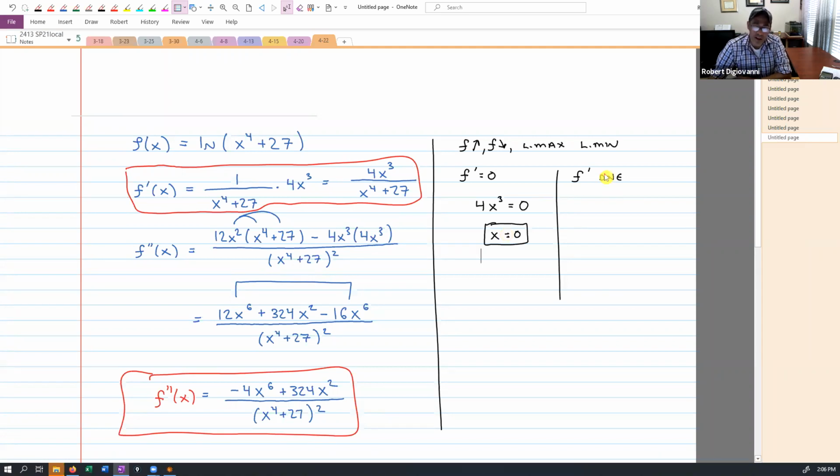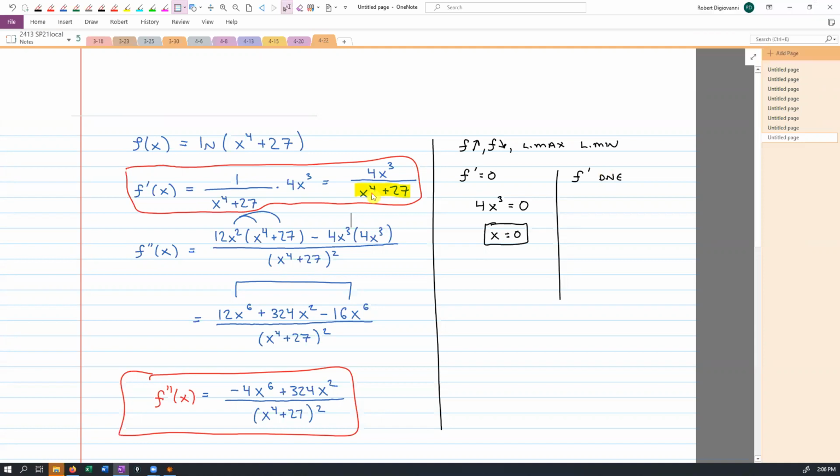Now, where does it not exist? So this is the question we were asking earlier. When would this be undefined? When would that yellow part be 0? When it equals negative 27. Well, this would have to be equal to negative 27, wouldn't it? For that to be 0.